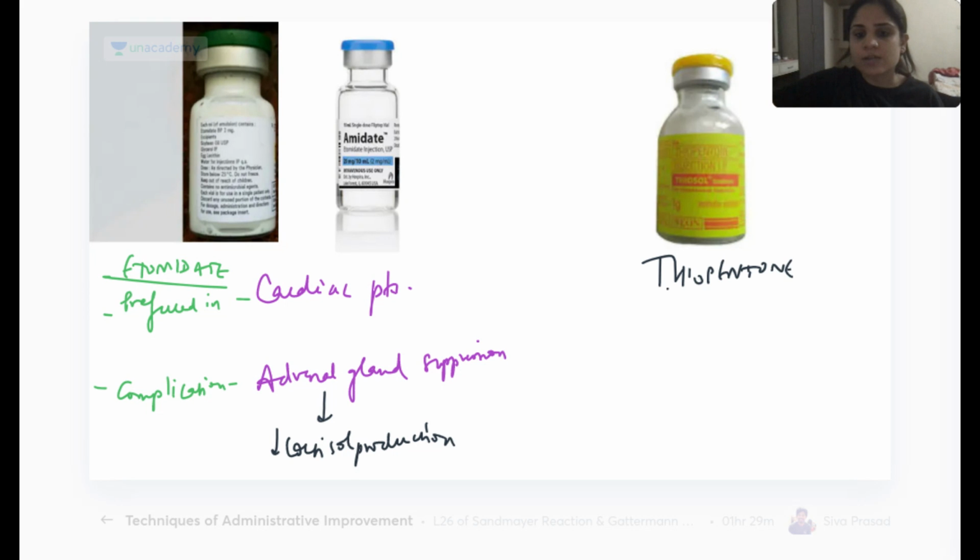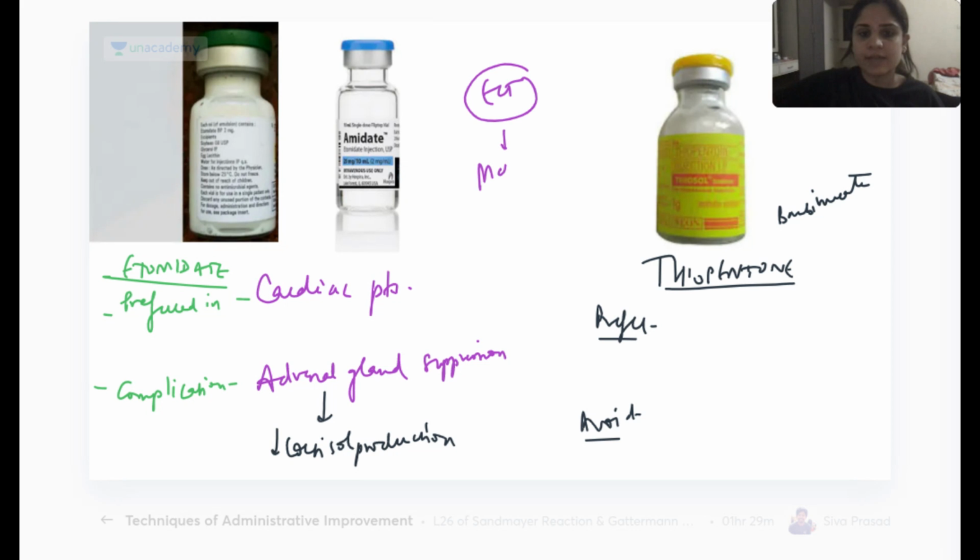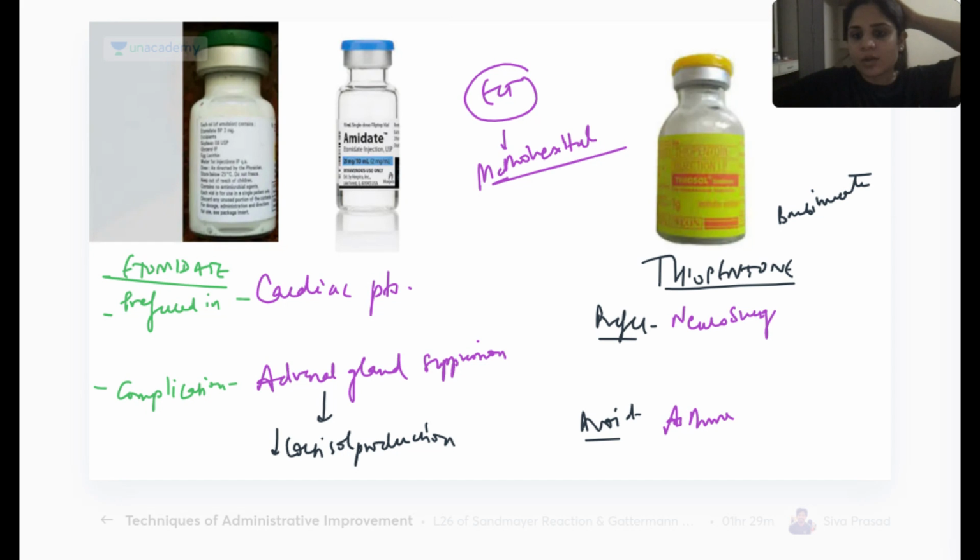First of all, what class of drugs does thiopentone belong to? It is a barbiturate. Where do I prefer thiopentone? Where do I avoid thiopentone? ECT, no. For electroconvulsive therapy, we have another IV agent called methohexital, which is used. Very good, Amodini. You will avoid it in asthma as it can cause bronchospasm. We prefer it in neurosurgery. Why? Because it reduces the intracranial pressure very well.